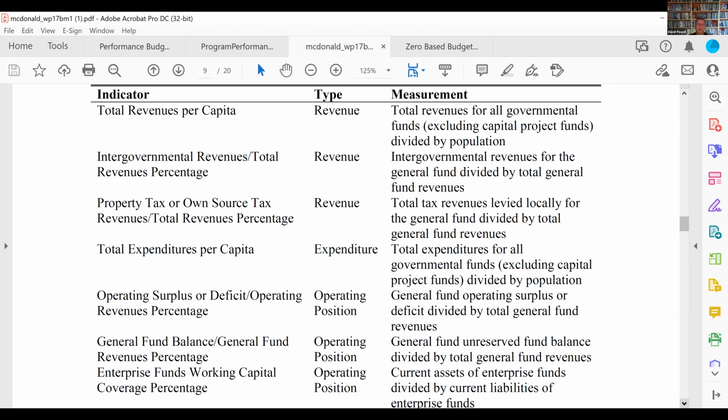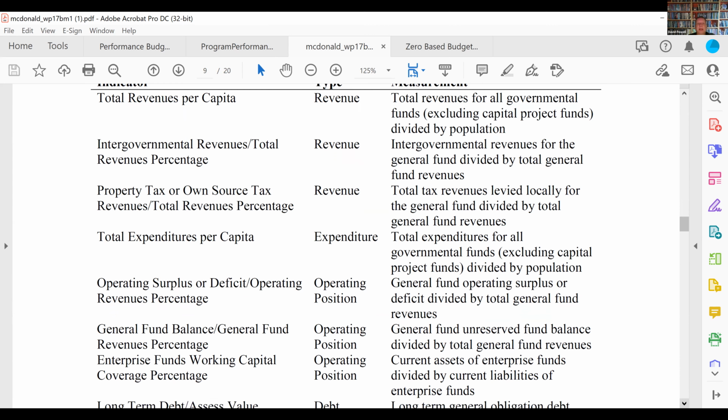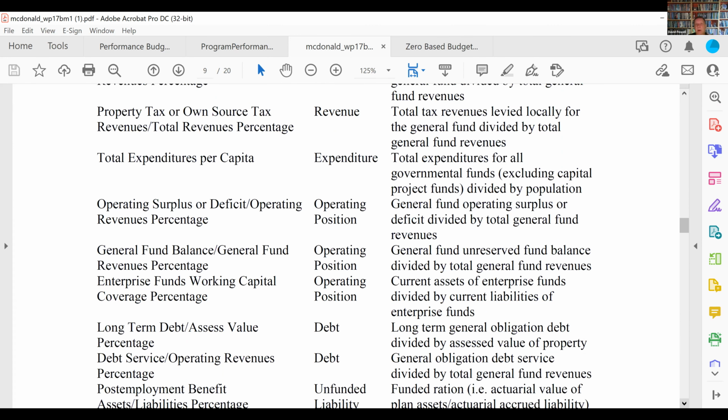Again, you're calculating for your city, your comparison cities, and then you're making that comparison between your city and comparable cities. The fourth indicator is total expenditures per capita, just like total revenues. Now we're going to do it for total expenditures per person. The next one is an operating position indicator, operating surplus or deficit divided by operating revenues. And so you're creating a percentage of your operating surplus or deficit divided by your operating revenues. Again, to see how well you are balancing your budget as an indicator of fiscal solvency.